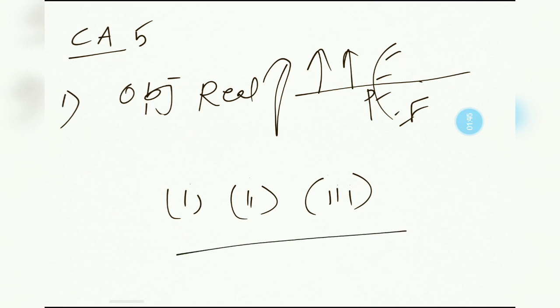So these cases we have studied in detail, so that's why I'm not explaining in detail. These three are correct actually. It is going to be erect, but it is not going to be real because it is behind the mirror, right? So the fourth option is going to be wrong. An erect image is always a virtual one, but here a real image is going to be formed. So the option is D.